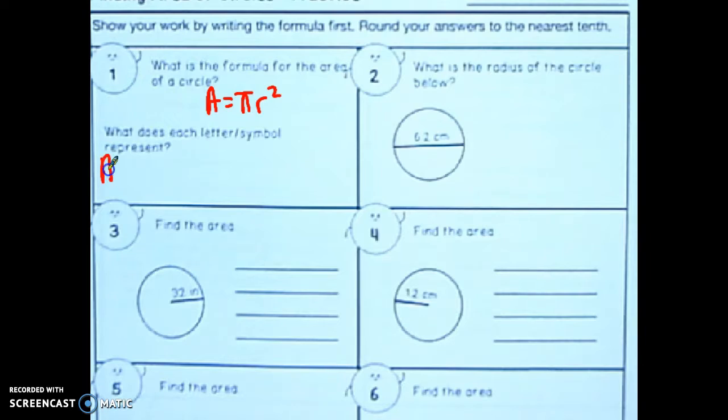A is area. This symbol is pi. And the R represents the radius.